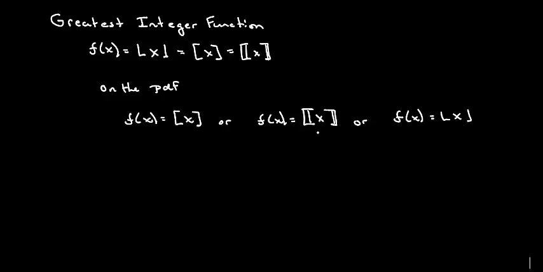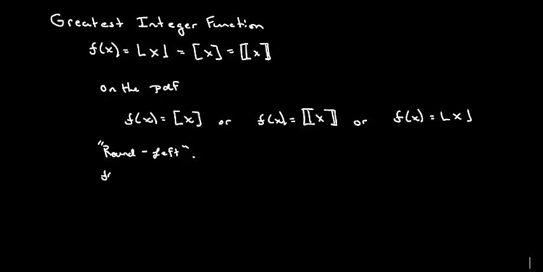Okay, so those are the three different types that we'll probably see for the greatest integer function. Now, how does this function work? Well, basically it says round left. This is a round left function, and you can think about it in terms of a number line.